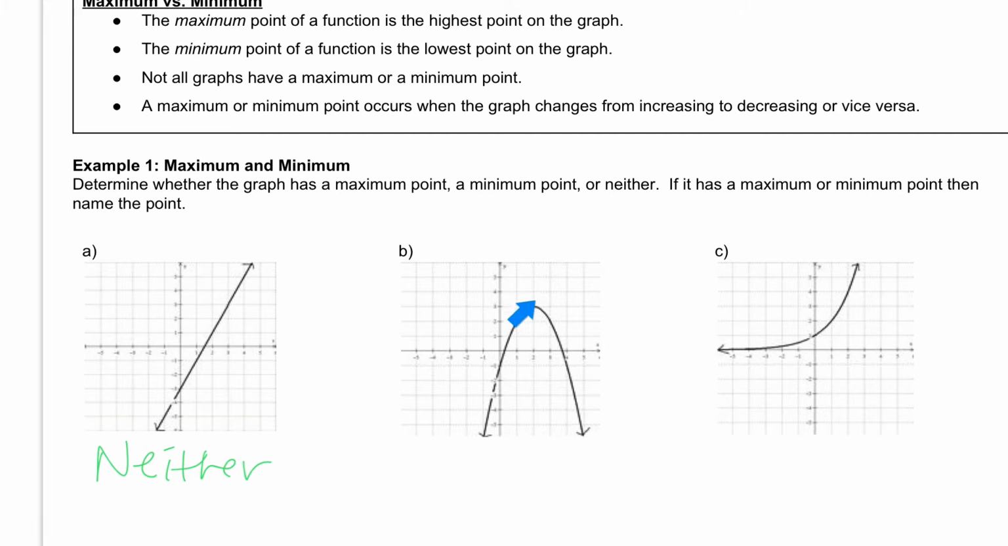Since this is on the top, it's the highest point of our graph. This is a maximum point. So we can say that this is a maximum at the point, and look at your ordered pair, (2, 3).